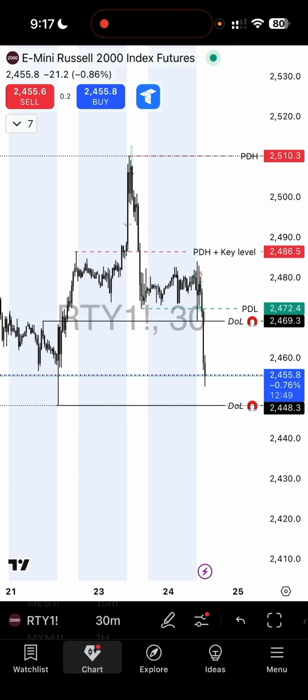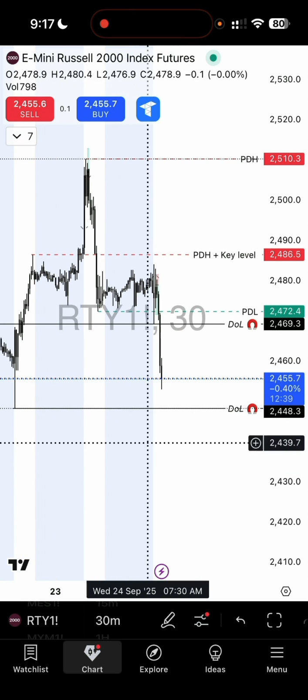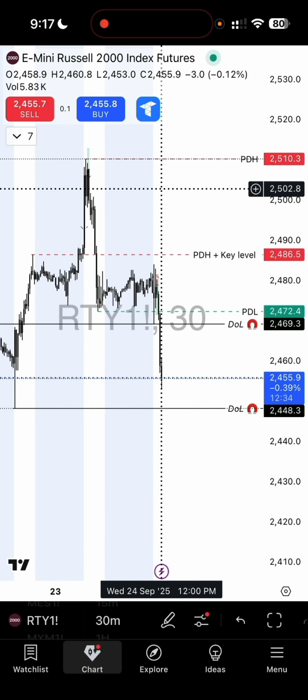As you all know, I mark my levels: previous day high, previous day low, and then key level. That's it. I marked my previous day high and then previous day low. Was basically this level, previous day high.